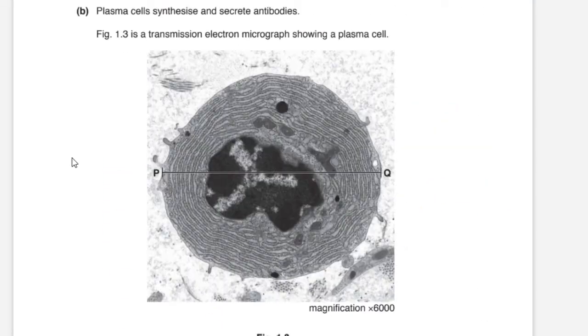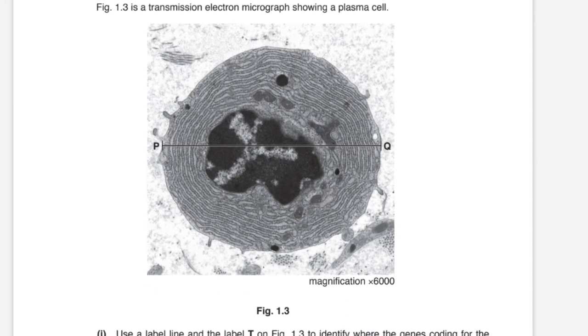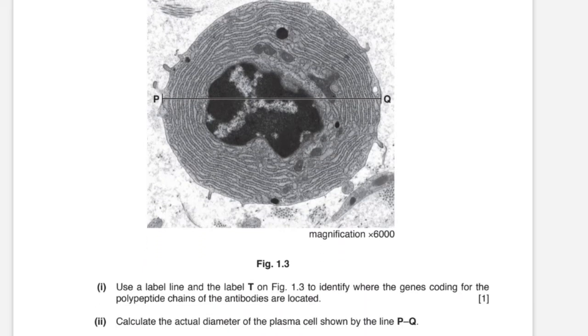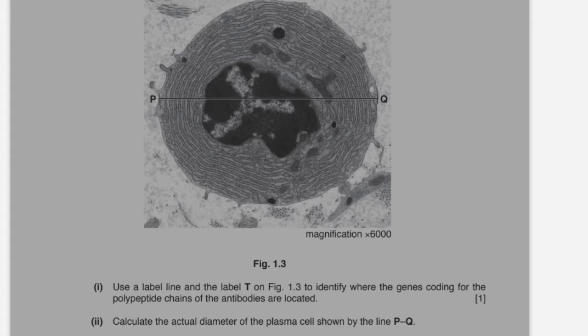And that is it. B. Plasma cells synthesize and secrete antibodies. Figure 1.3 is a transmission electron micrograph showing a plasma cell. 1. Use the label line and the label T on figure 1.3 to identify where the genes coding for the polypeptide chains of antibodies are located. So this gene would be a length of DNA present in the nucleus, and so you can draw a line to the nucleus and label that T.